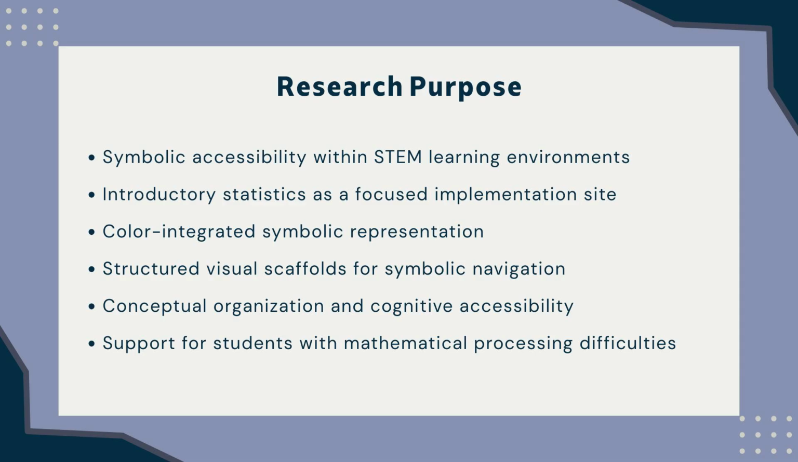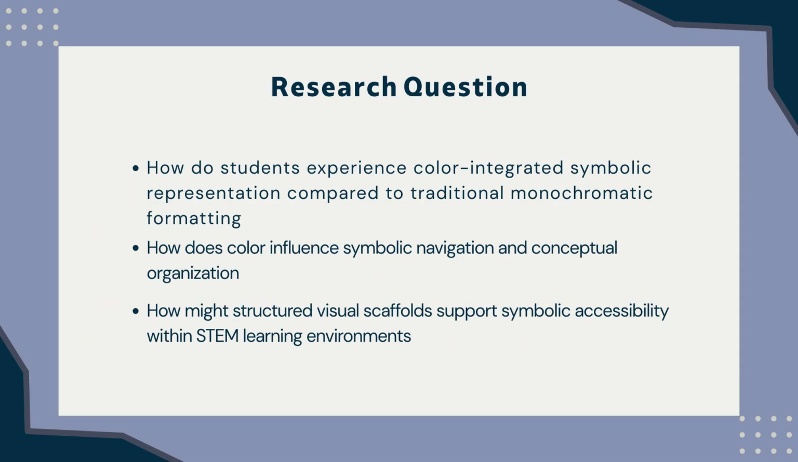The purpose of this study is to explore how color integrated symbolic representation may support symbolic accessibility in STEM learning. Introductory statistics serves as the focused implementation site because it gives a bounded environment for looking at symbolic navigation, conceptual organization, and cognitive accessibility. The main question is how students experience color integrated symbolic representation compared with traditional monochromatic formatting.